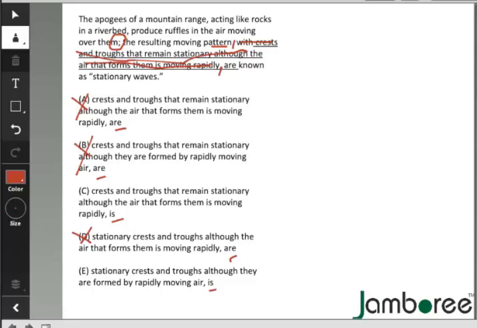Now remain and stationary is a higher level redundancy. Remain means stay, and stationary means stay. So instead of remain, if I have Rs that are stationary, that's still okay. But remain stationary is a higher level redundancy. So that's why this option is out. But with singular plural, you should have been able to come to at least C and E. Okay, so E is your answer.